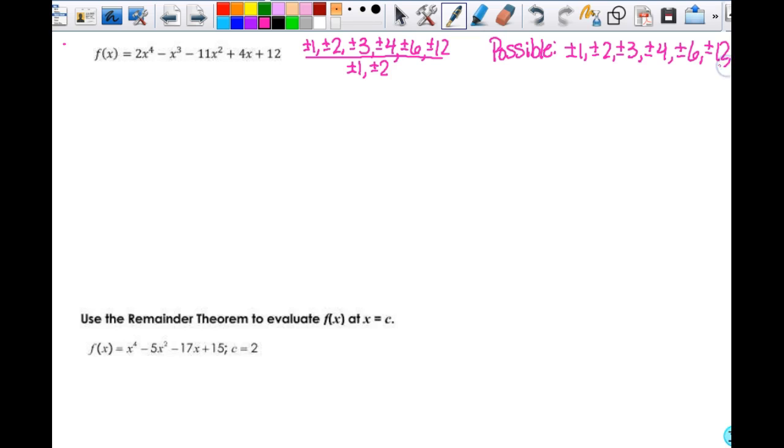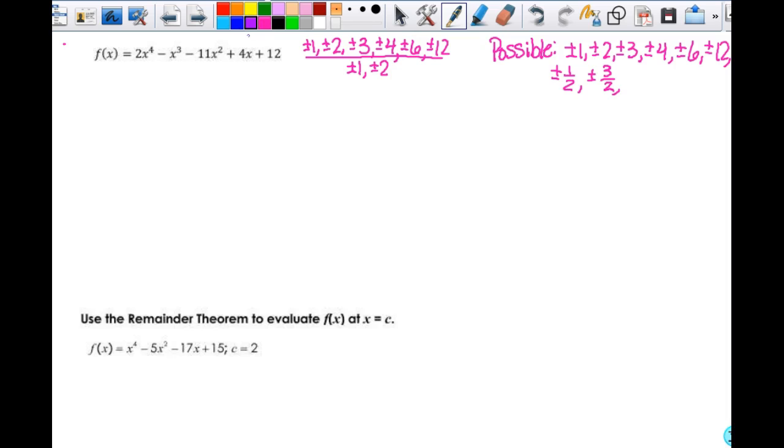Then also all of the numerator over the 2. So that would mean I put 1 over 2, so that'll also give me plus or minus 1/2. 2 over 2 is 1, which I already have. 3 over 2, plus or minus 3/2. And 4 over 2 is 2, 6 over 2 is 3, 12 over 2 is 6. All those are already taken care of. So those are my possibilities.